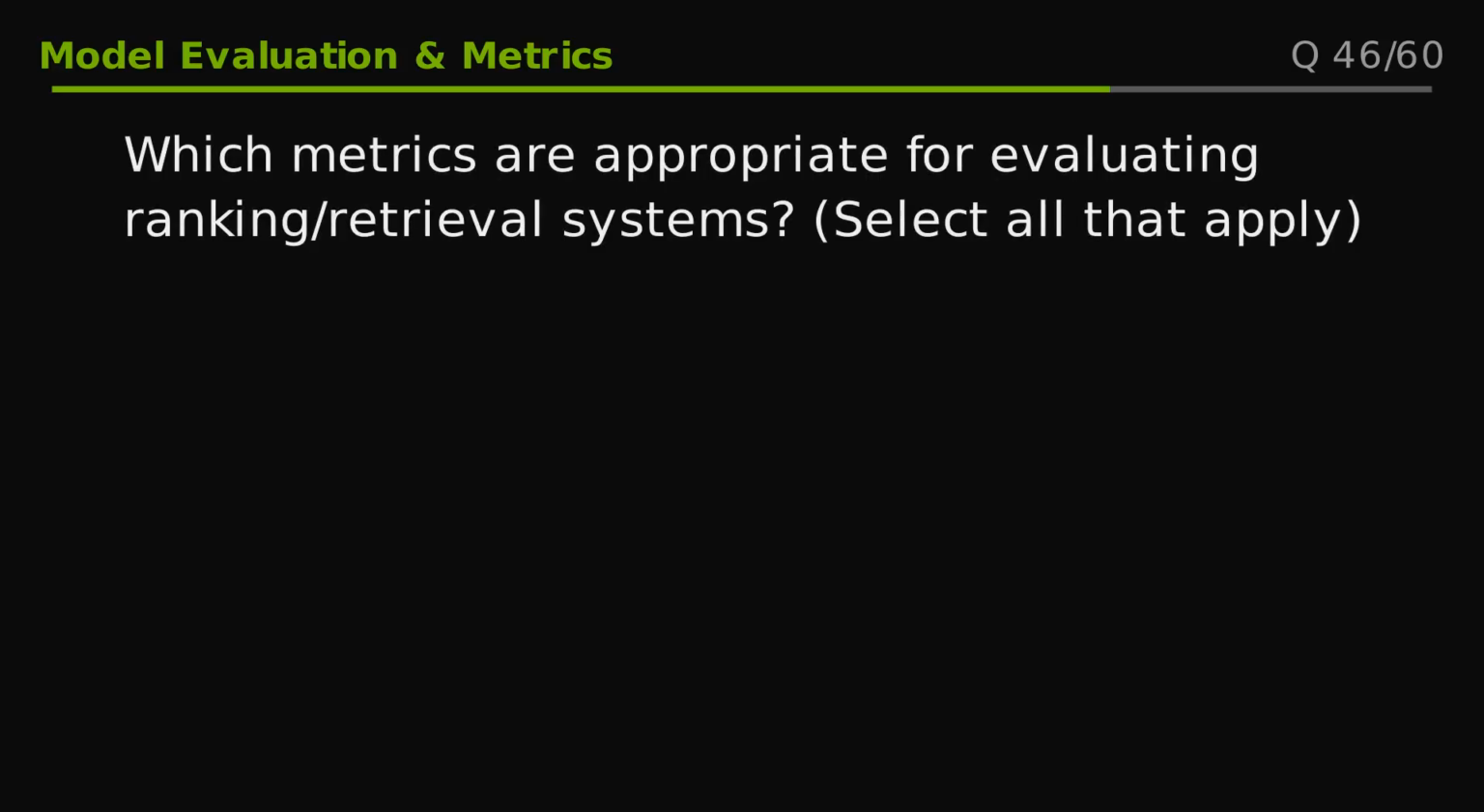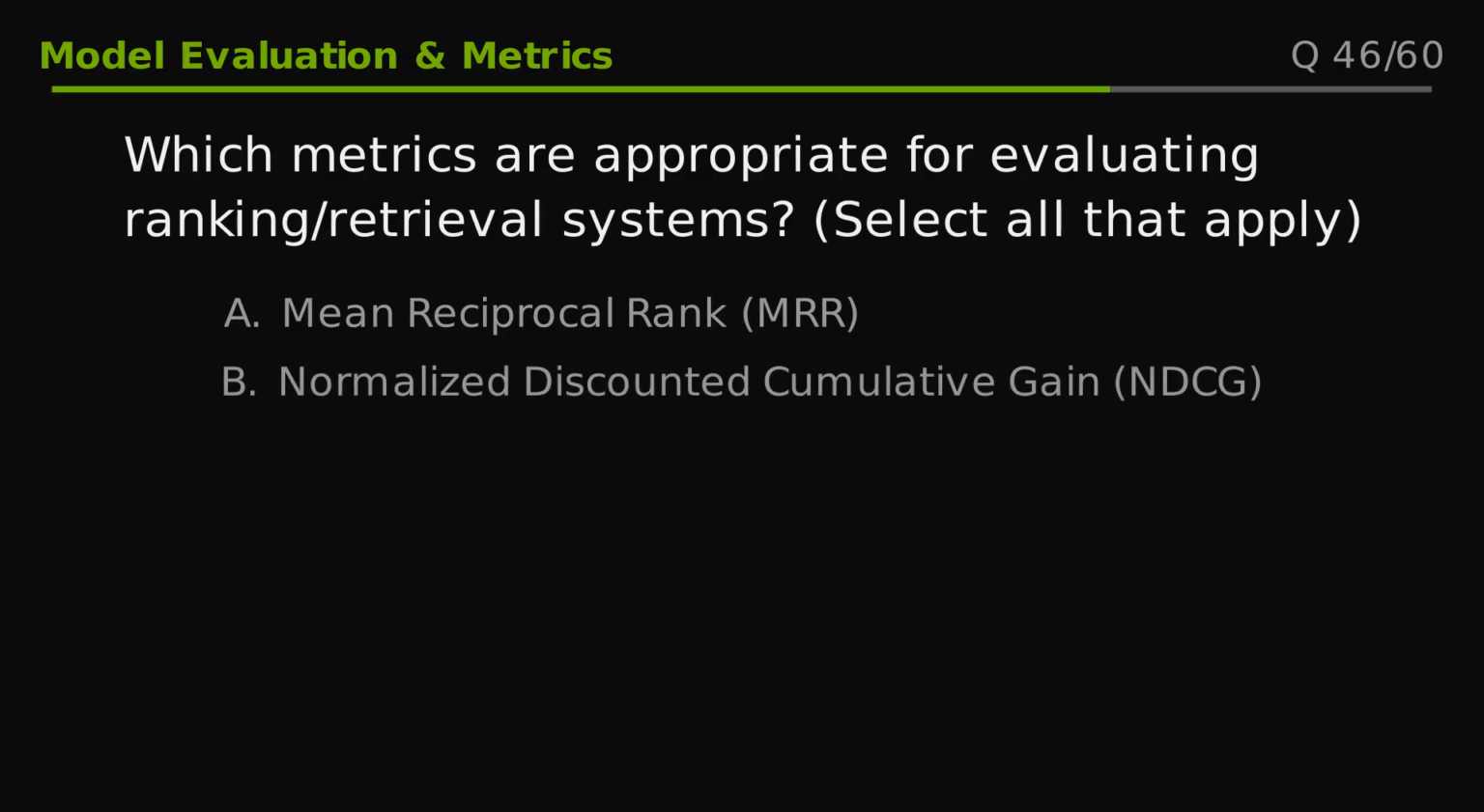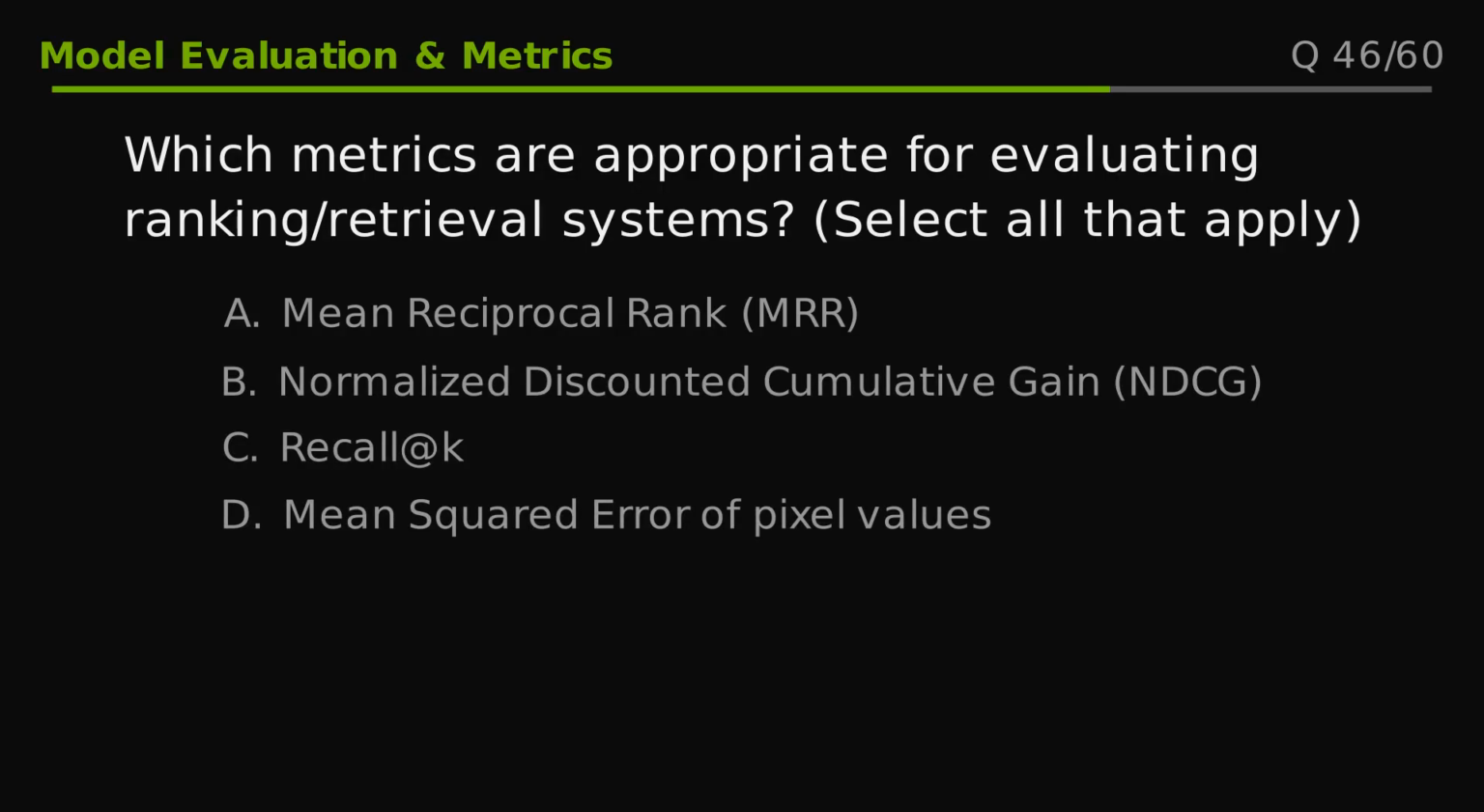Question 46. Which metrics are appropriate for evaluating ranking or retrieval systems? Select all that apply. Option A. Mean reciprocal rank. Option B. Normalized discounted cumulative gain. Option C. Recall at K. Option D. Mean squared error of pixel values.